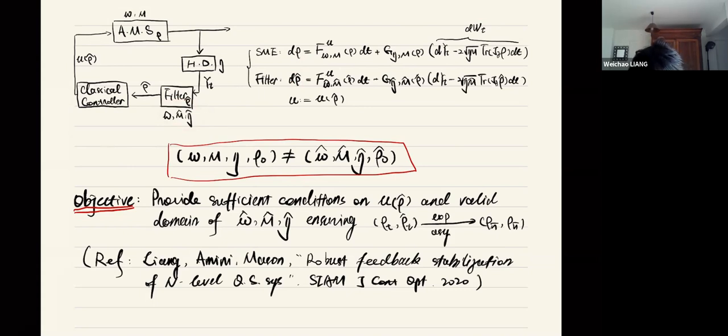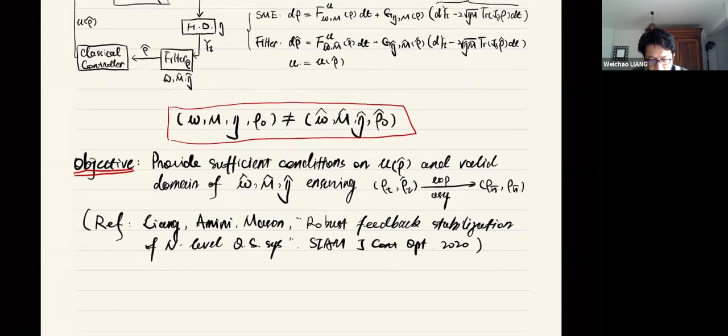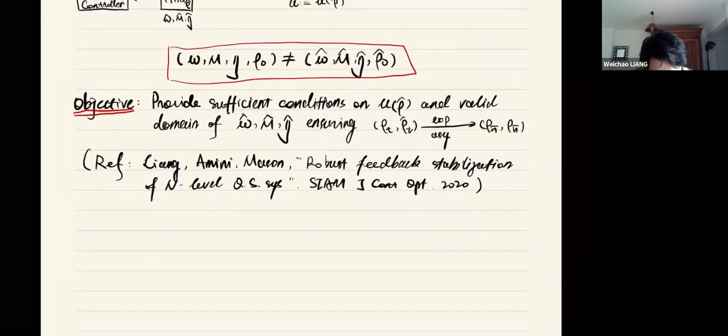For these two equations, they share the same observation process, Y_t. And the feedback controller U is a function of rho hat. From the practical point of view, in real experiments we cannot know the exact values of the parameters, and we don't know the exact initial state, so this case is more interesting for real experiments. Our control objective is to provide sufficient conditions on the feedback controllers, the function of rho hat, and a valid domain of the three physical parameters, which ensure that the actual state and estimated state converge to the target state exponentially or just asymptotically. And here is a reference for this approach.